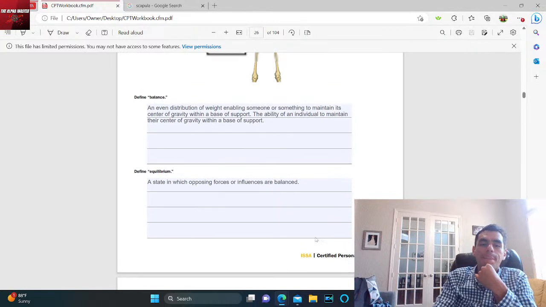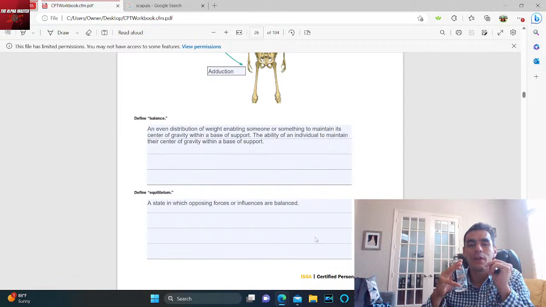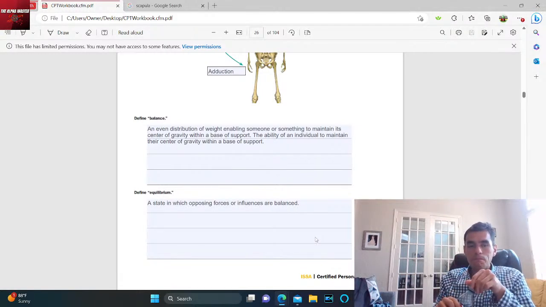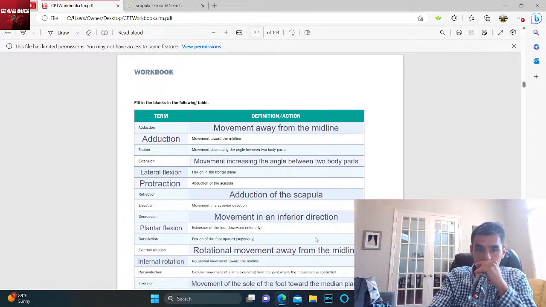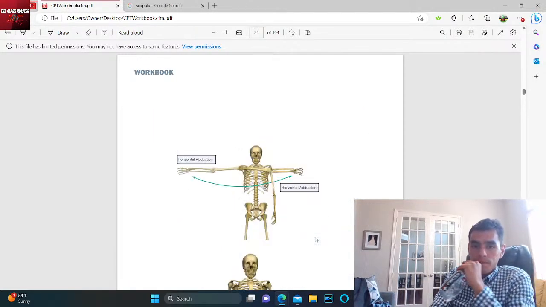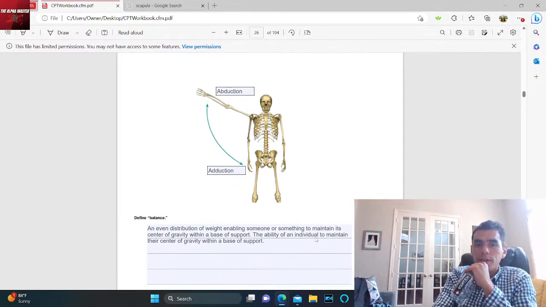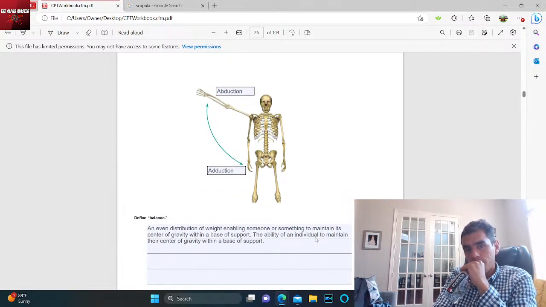So define balance. Balance is going to be an even distribution of weight, enabling someone or something to maintain its center of gravity within a base of support. The ability of an individual to maintain their center of gravity within a base of support. In here, protraction is abduction, and retraction is adduction.